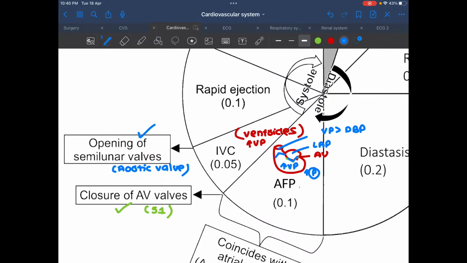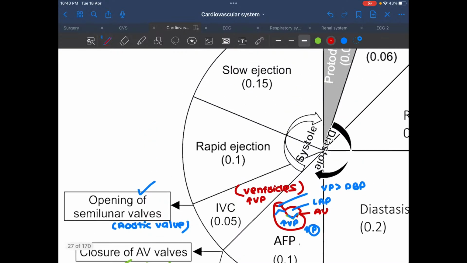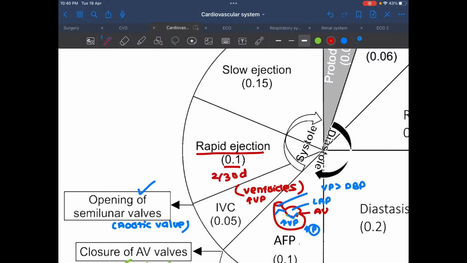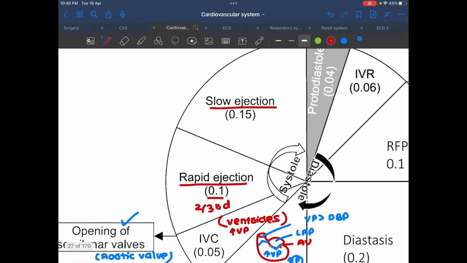So mainly what is happening is isovolumetric ventricular contraction lasting for about 0.05 seconds, after which the semilunar valves have opened. Do they make a sound? They don't make a sound. What's going to happen? We're going to have a rapid ejection phase lasting for about 0.1 seconds, where 2/3 of the blood which was present in the ventricular cavity has been emptied. Then we're going to have the slow ejection phase.